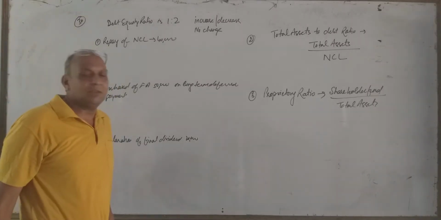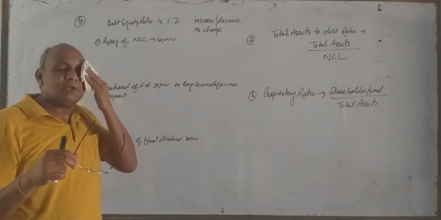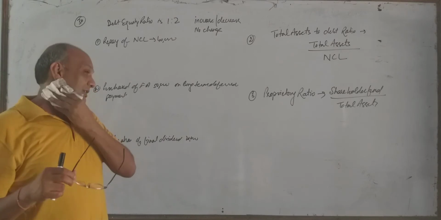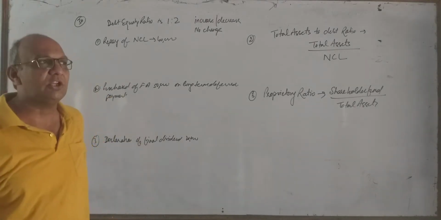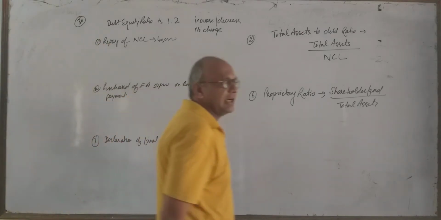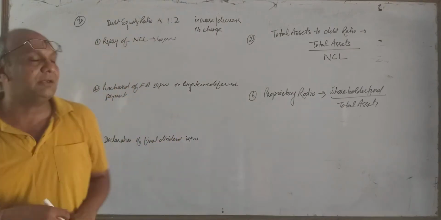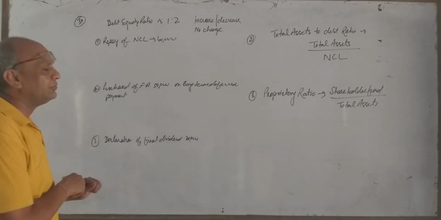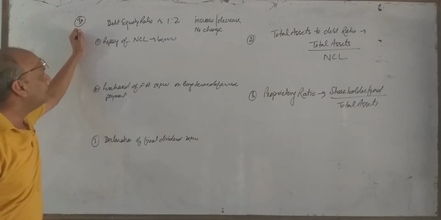Good morning, class 12. The chapter ratio analysis is going. We have already covered liquidity ratio, that is current ratio and quick ratio. Then we have started solvency. In solvency, the first ratio done by us is debt equity ratio. We have already done 4 or 5 sums in debt equity ratio.